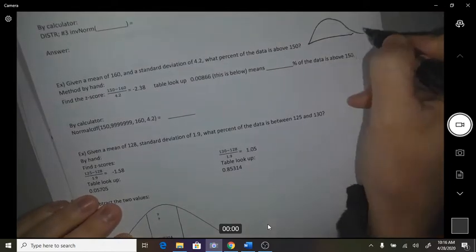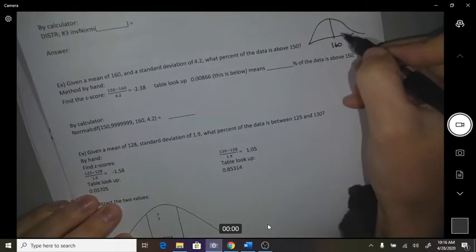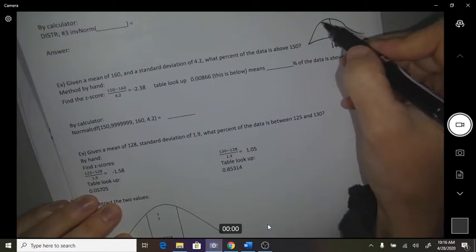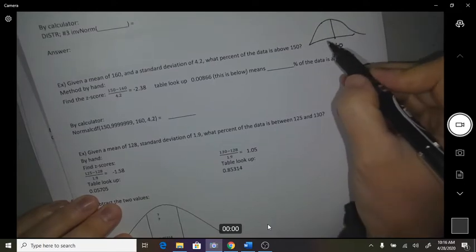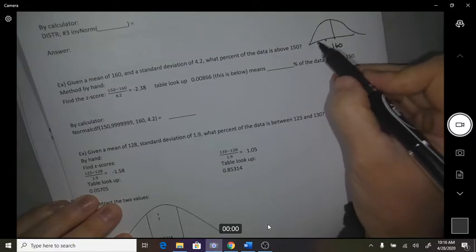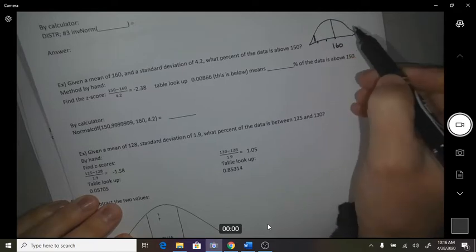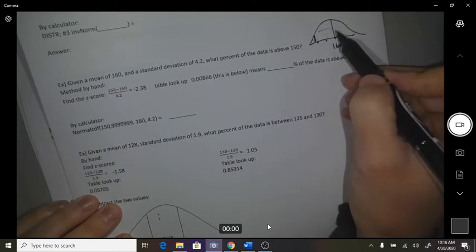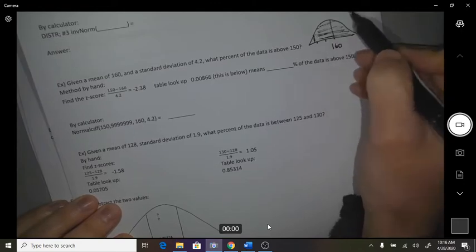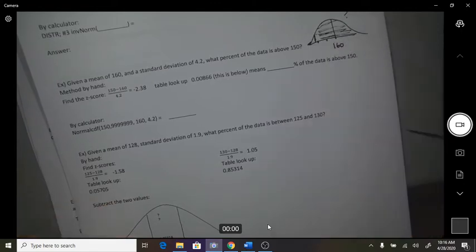Okay, next. Given a mean of 160, standard deviation of 4.2, what percent of the data is above 150? Okay, so just a visual. 160 is here. So 150 would be, so we go down 4.2, so 150 would be quite down there. And we're trying to figure out the percent above it. Okay?